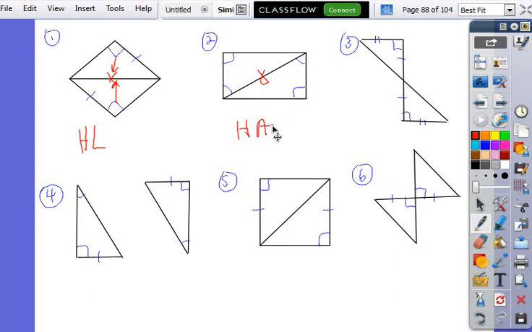Third one. All right, what do I got? What are these two things? Leg, leg. All right. Number 4. You got a leg and an angle. So that means leg angle.